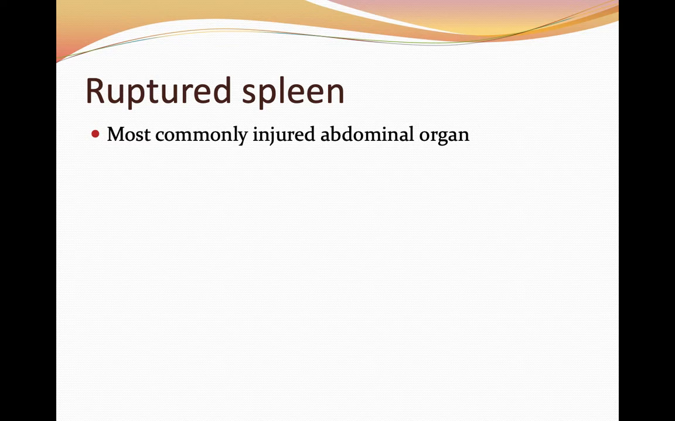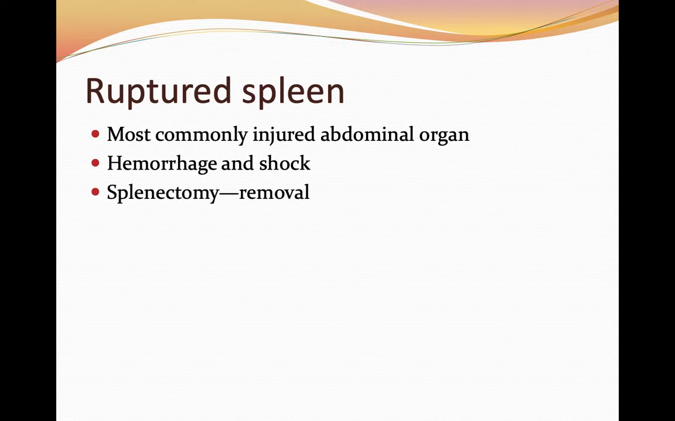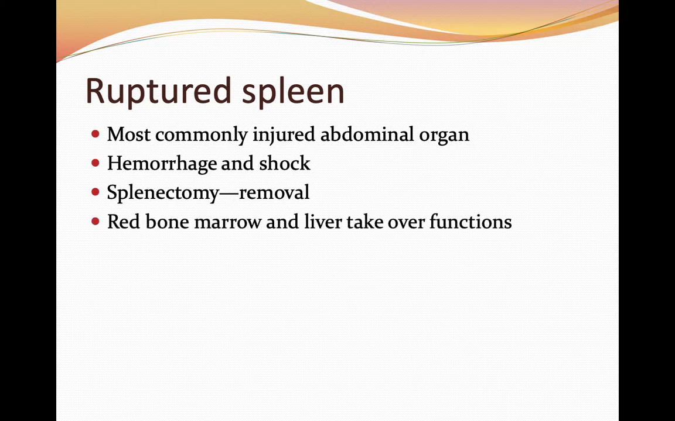How many people do you know that have injured their spleen? I don't know too many. The problem with rupturing a spleen is that there's so much blood running through the spleen that it leads to immediate internal hemorrhaging, massive bleeding that is, and leads to hemorrhagic shock or hypovolemic shock. Oftentimes, the only way to solve the problem is a splenectomy, which is a surgery to remove the spleen. You can live without it. Your red bone marrow can take over some functions, and your liver can take over the functions.